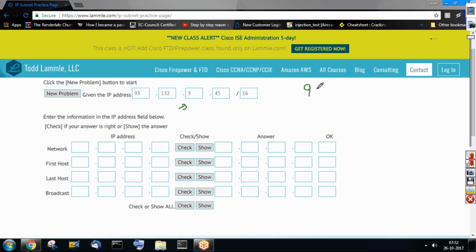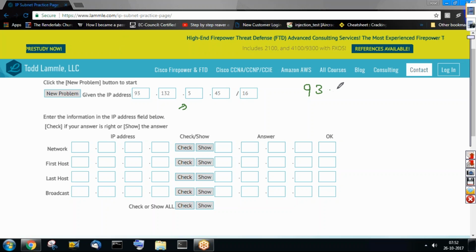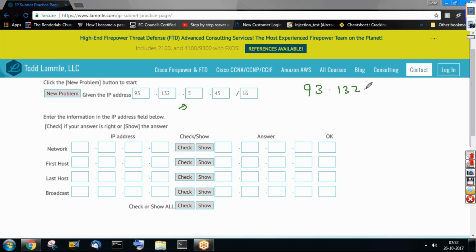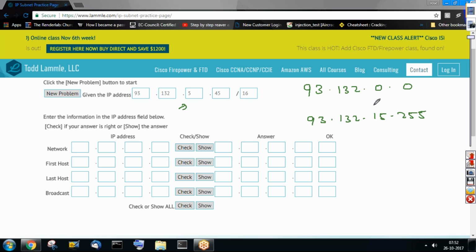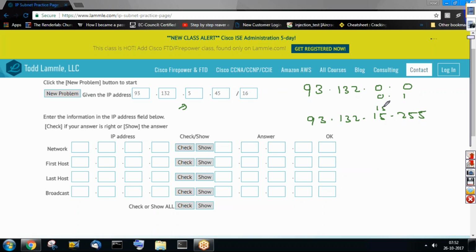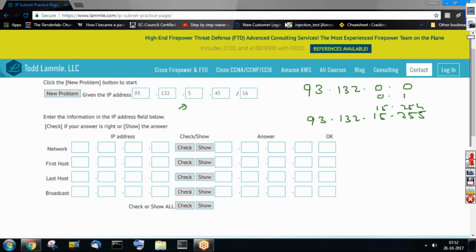The answer is going to be 93.132.0.0, and 93.132.15.255, with 0.1 and 15.254 as the first and last hosts. No, it's a fairly simple answer, guys. I think it's too early in the morning. I have had only one cup of coffee, so maybe I'm wrong.